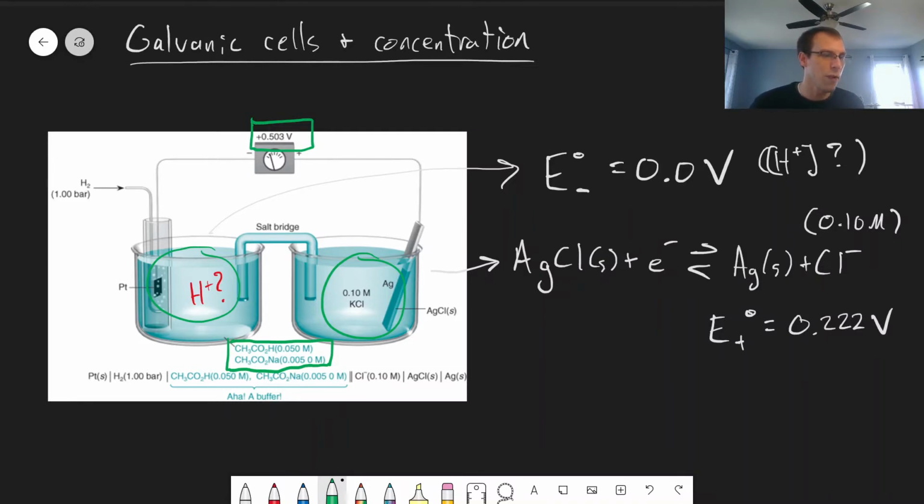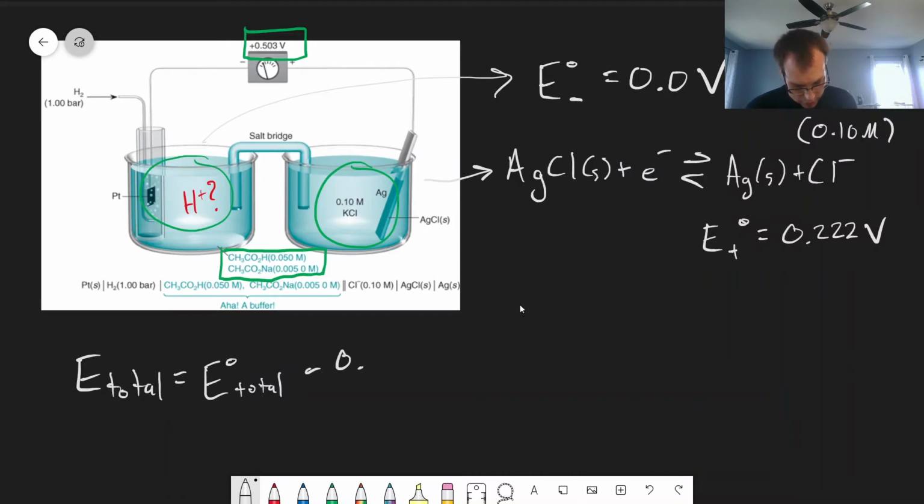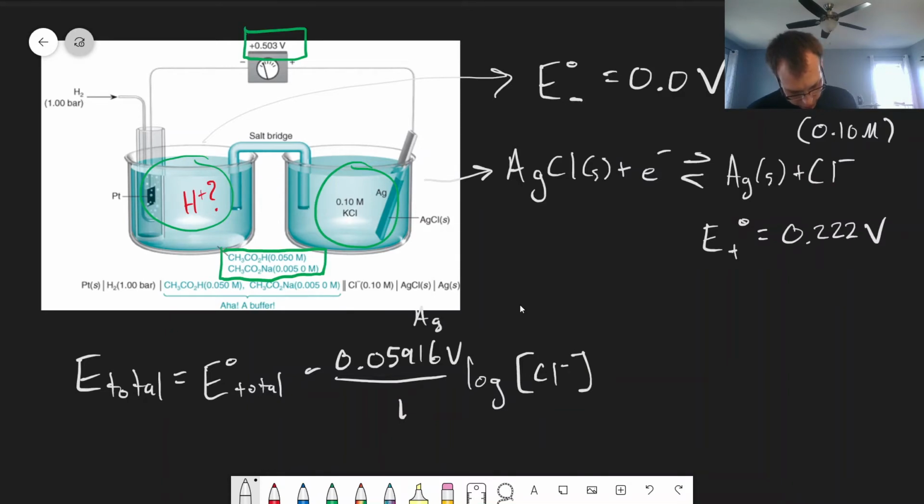So if we go ahead and write out the Nernst equation for this total cell, we'll see that there's only one thing in here that we don't know. So we can write out that E total is equal to E naught total. So we know the standard potentials. All right, so this will be 0.222. All right, that's known. Minus 0.05916 volts divided by 1 times the log of chloride. So this is for the silver chloride electrode.